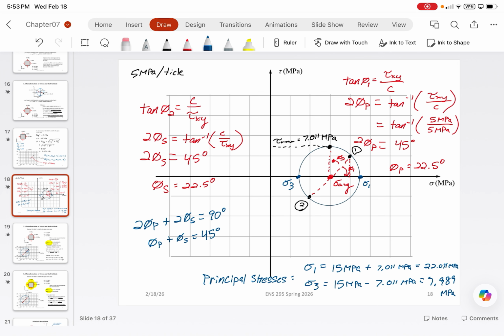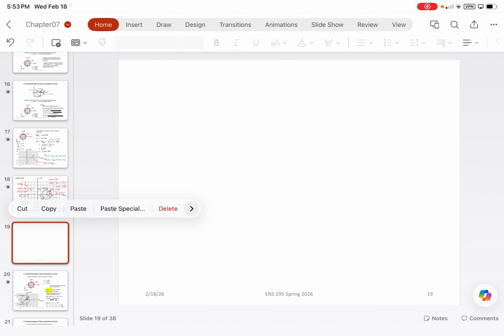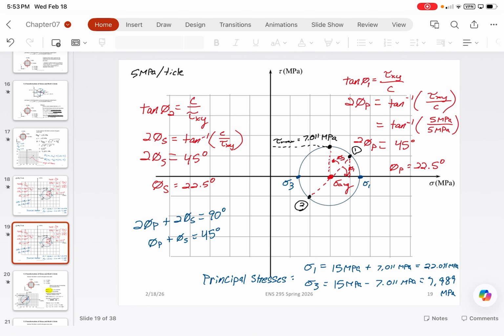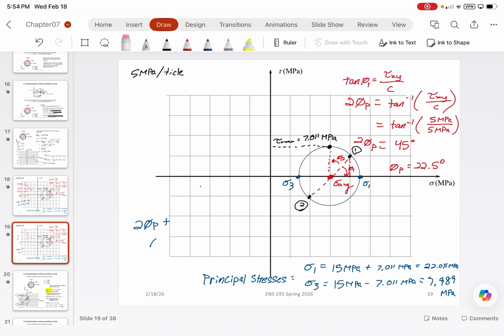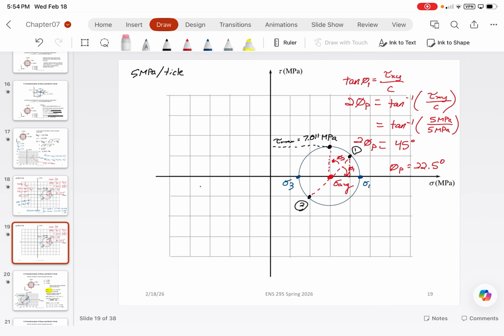All right. Let me just copy this to the next page, and then let me erase all of this. So just give me a minute to do all of that. Let me erase this carefully.